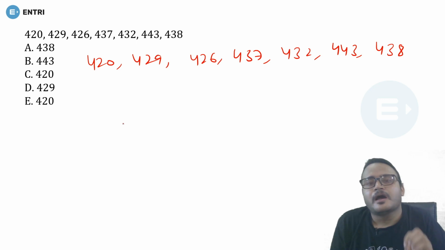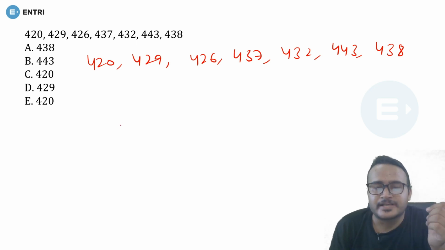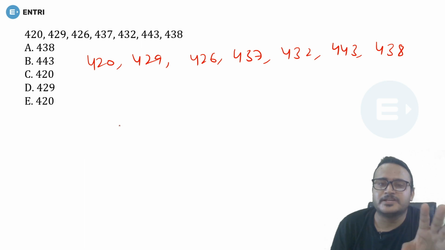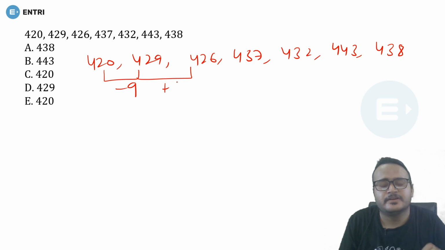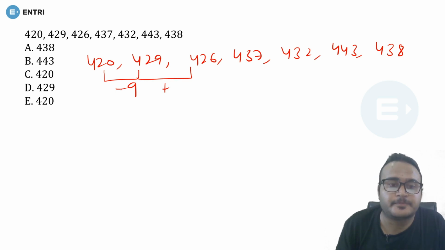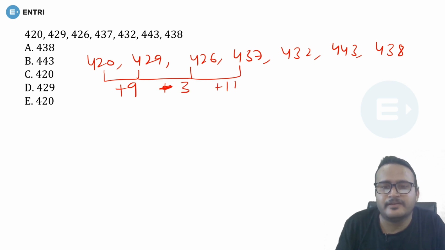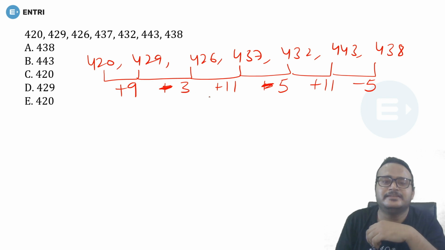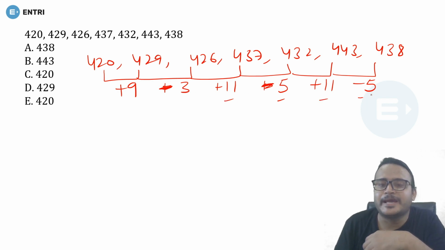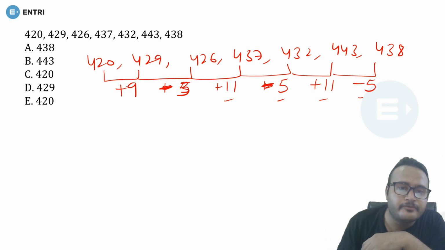So guys, what we'll be doing, either the concept of addition or subtraction will be involved, or both will be there. This is minus 9, this is plus 9, and this is minus 3 guys. This is minus 3, this is plus 11, this is minus 5, and this is plus 11, and this is minus 5. So you can easily see plus 11, minus 5, plus 11, minus 5. So here it will be minus 5, here it will be plus 11.